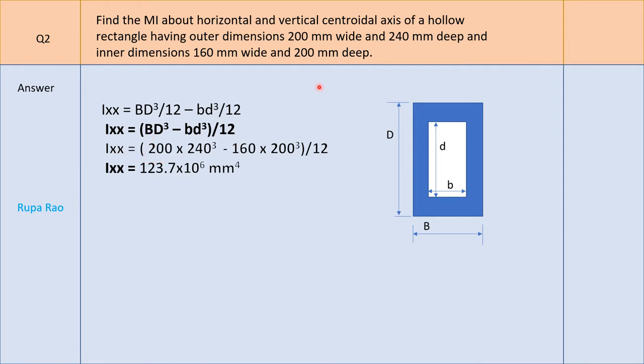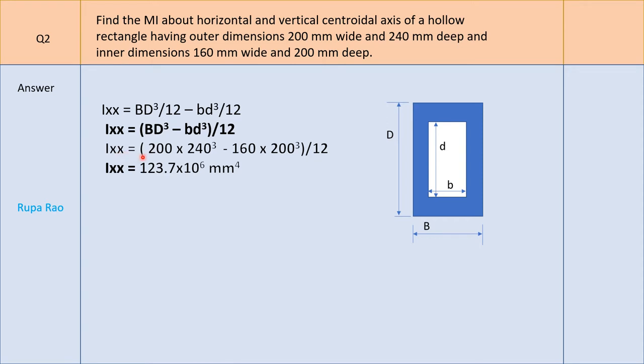So substitute a value, Ixx is equal to bracket open. Now capital B will be outer dimension. The width is 200 and the depth is 240. So 200 into 240 cube minus inner dimension, width is 160, so b is 160 and depth is 200 mm, so d is 200, it's cube here, bracket close divided by 12. This is how you substitute the value of capital BD and small bd.